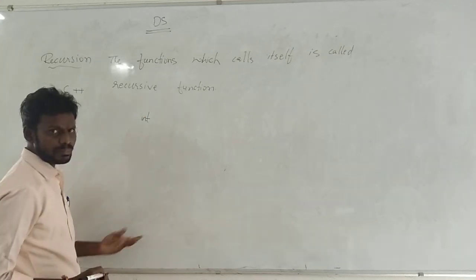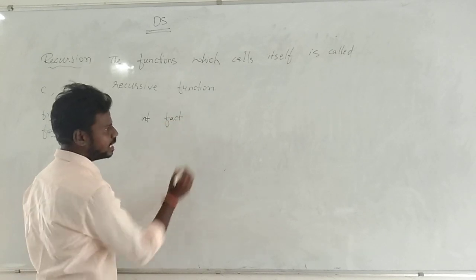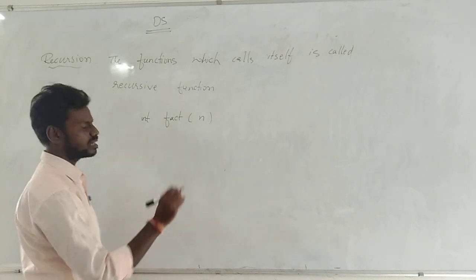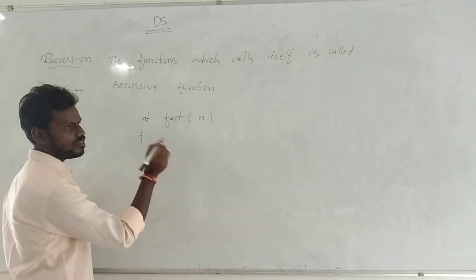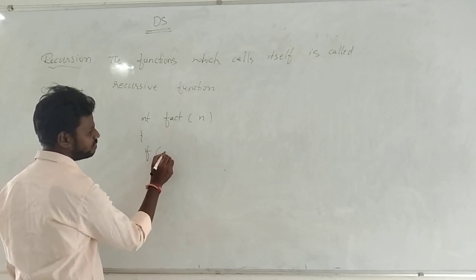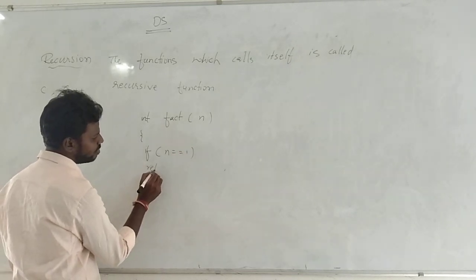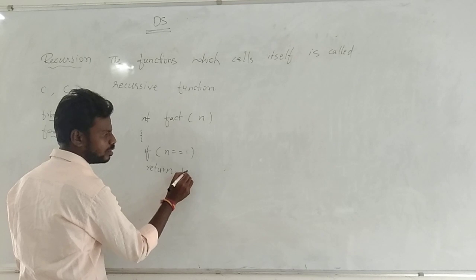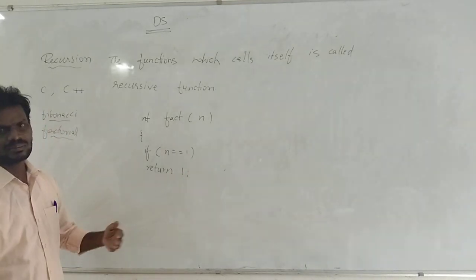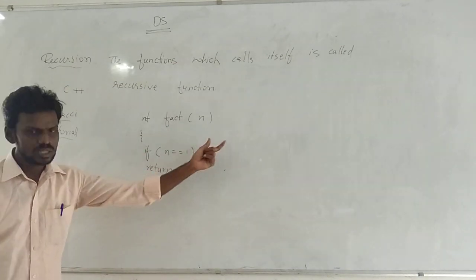Say suppose I have a factorial function, then it must return some integer value, so I will take the return type as integer. The function name is factorial, and within it I will send some number n, for which I am finding the factorial. In order to find that factorial I will write the code like this. If n is equal to 1, then return 1. Factorial of 1 is 1, and factorial of 0 will also become 1. As you are mathematics students, I won't explain why it is 1.